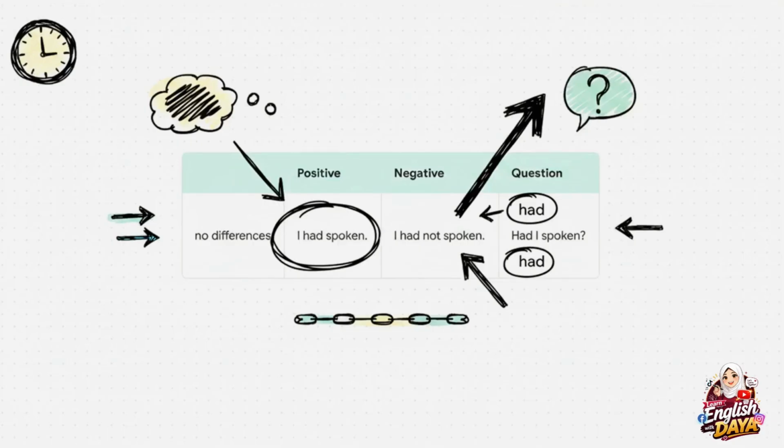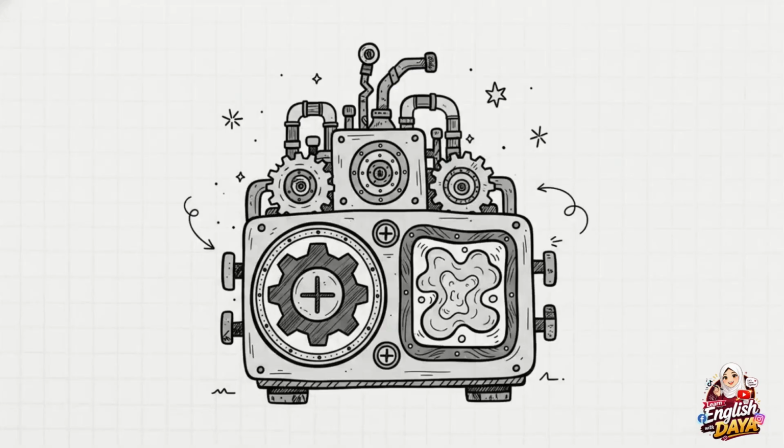Easy, right? So, what about that action word? There are basically two ways to form it. For irregular verbs, we use the past participle. Remember that third column in your verb list? Speak, spoke, spoken? We just use spoken. And for regular verbs, you literally just add the letters E and D. It really is that easy.